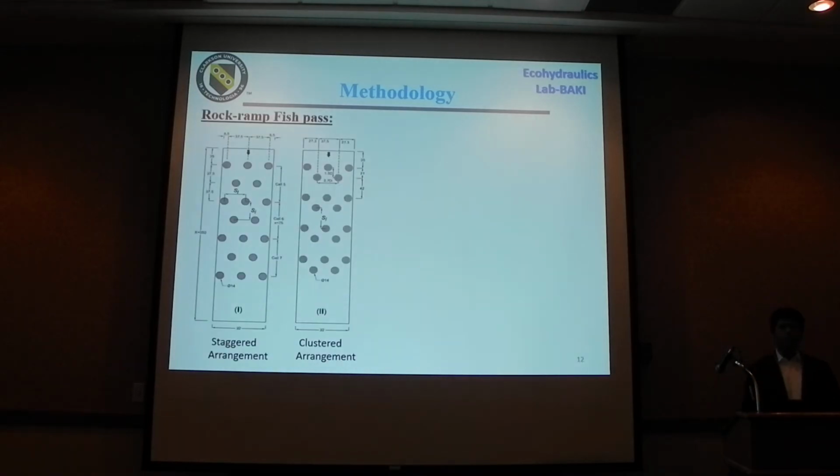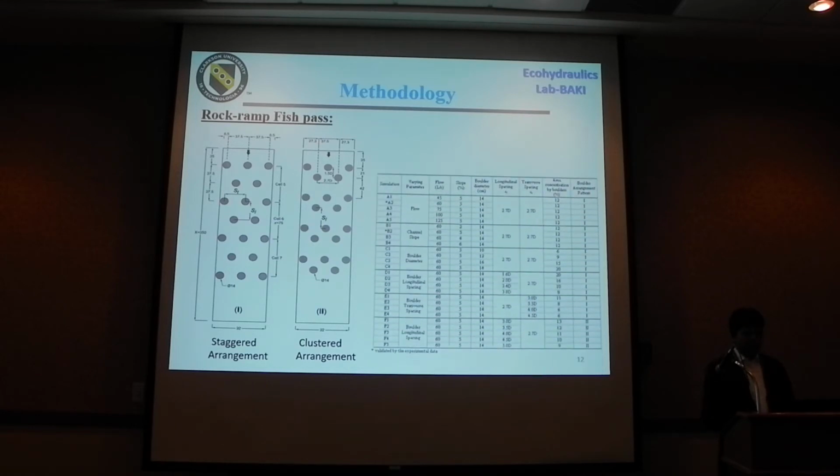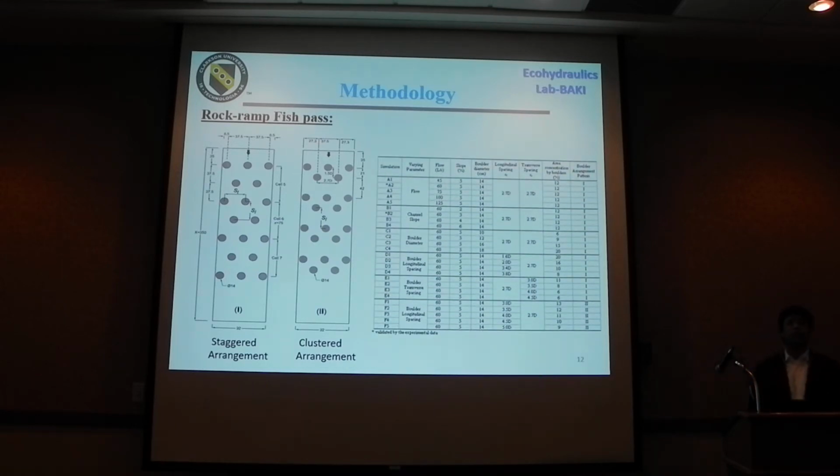Let's look at one example here. For the rock ramp type fish passes, we used two types of configuration. One is called the scattered arrangement, and the other is called the cluster arrangement, where we ran almost 94 simulations. The variables are flow, channel slope, boulder diameter, and spacing in both directions.